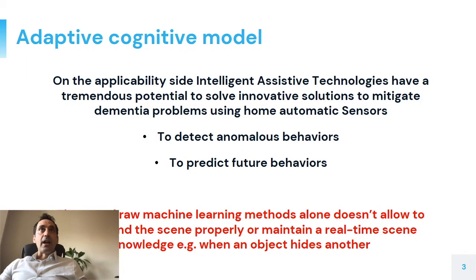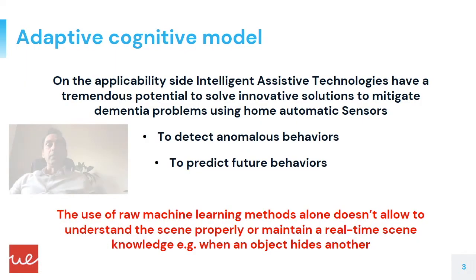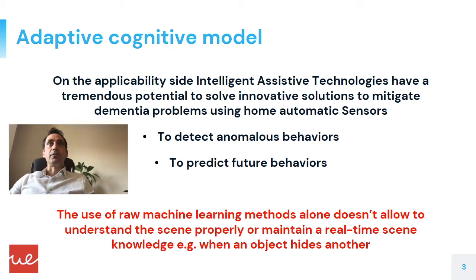On the applicability side, the model that we are developing in this work has a tremendous potential in the intelligent assistive technology area, because it can help to develop some innovative solutions in order to mitigate, for instance, dementia problems using home automatic sensors. These cognitive models can be used jointly with the integration of machine learning methods to detect anomalous behaviors in people that have dementia, or to predict future behaviors of these people.